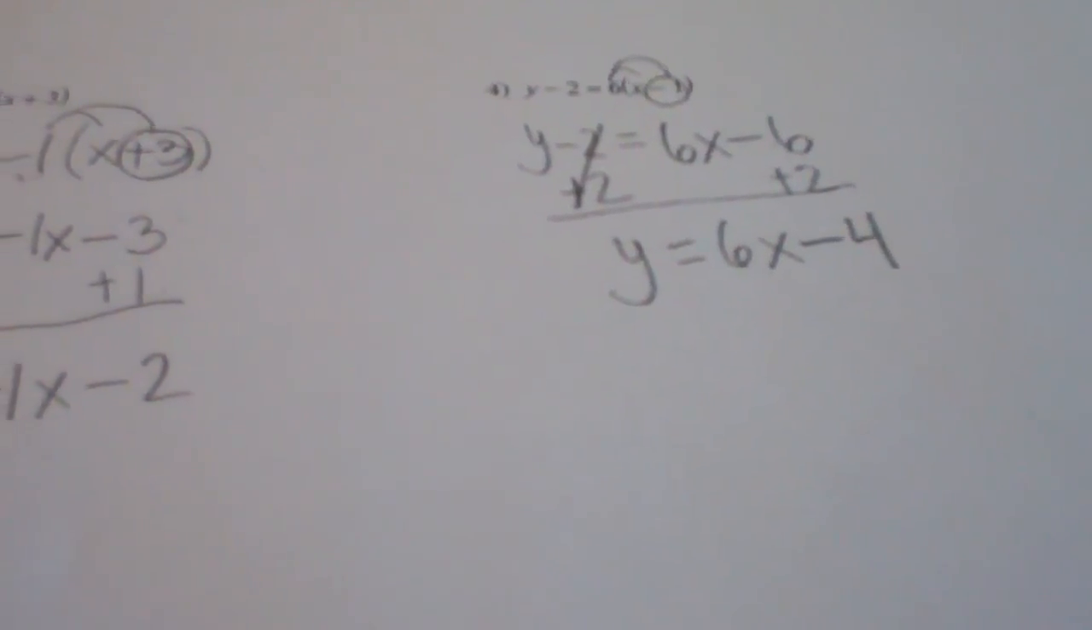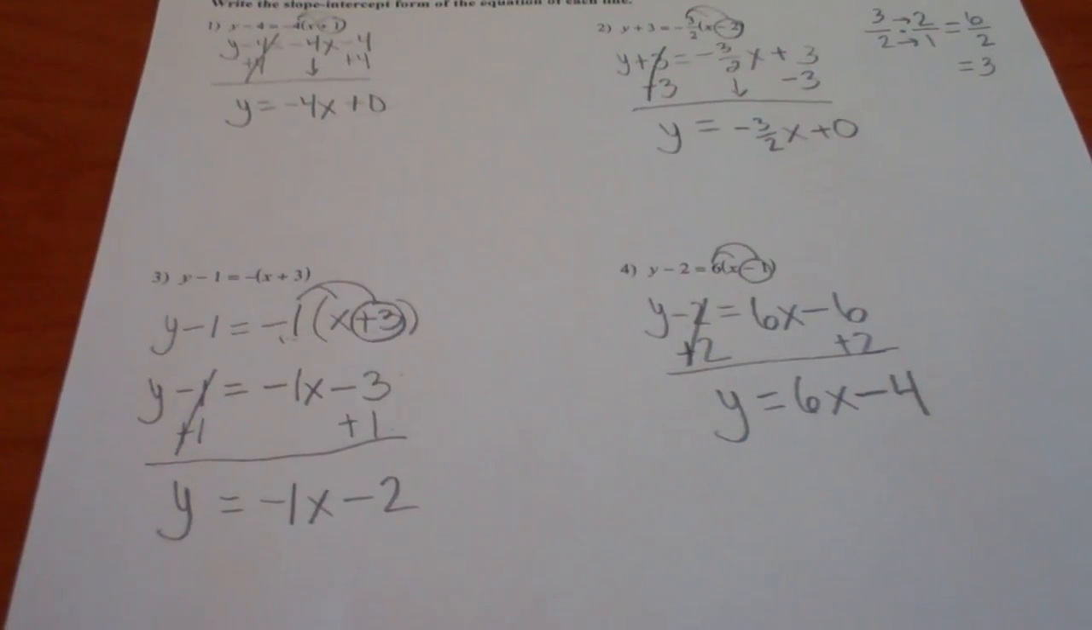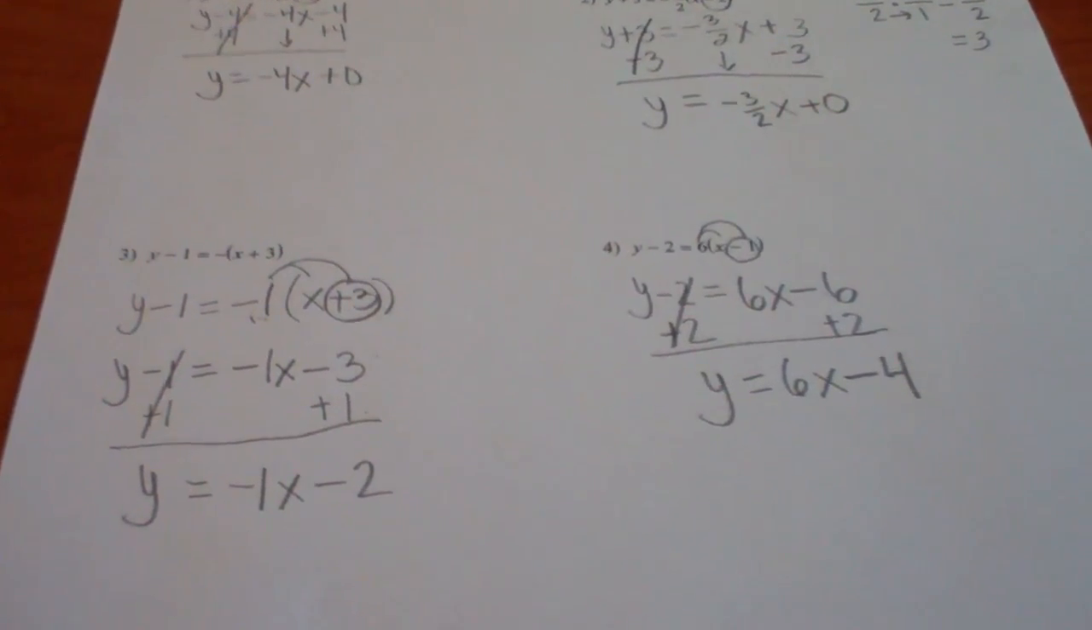And so now that we have them all in y equals mx plus b form, this is the slope-intercept form, which we did solve for y.